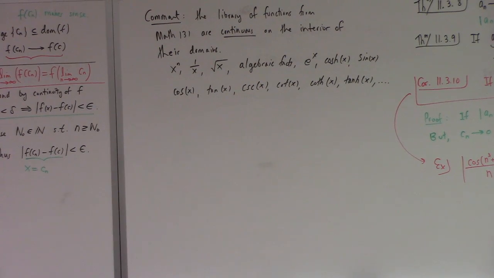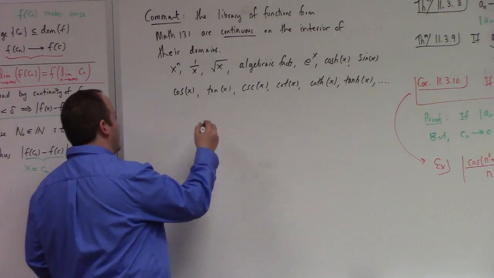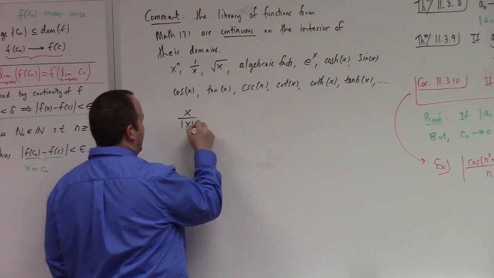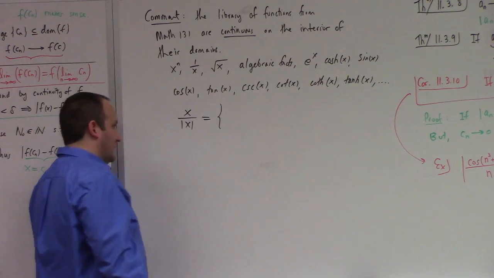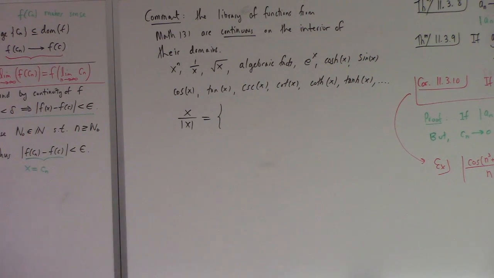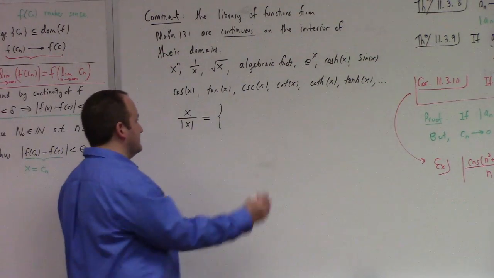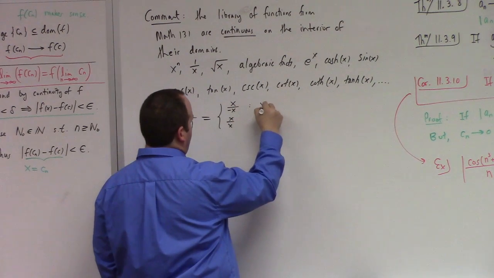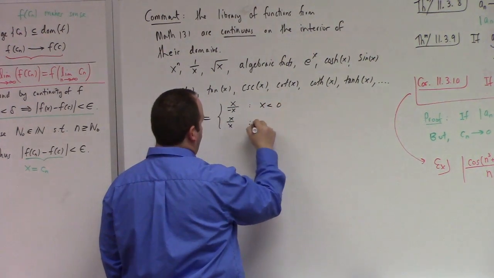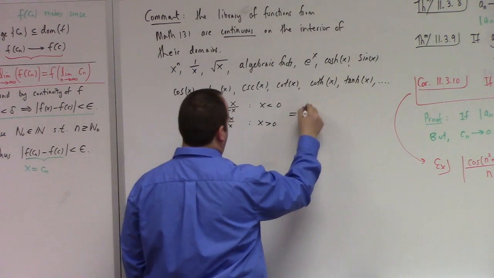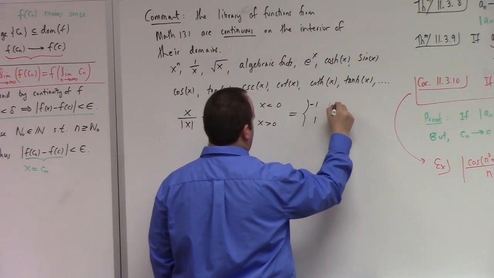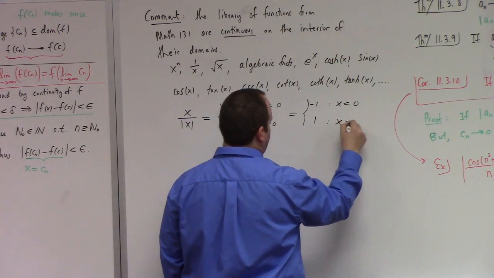Pretty sure. Did I ever tell you about this one? The only thing I can think of that we come across that's not fitting the bill is like this one. How about this? x over the absolute value of x. What's this? It's either x over minus x or it's x over x, right? Oh man, even this fits the bill, right?